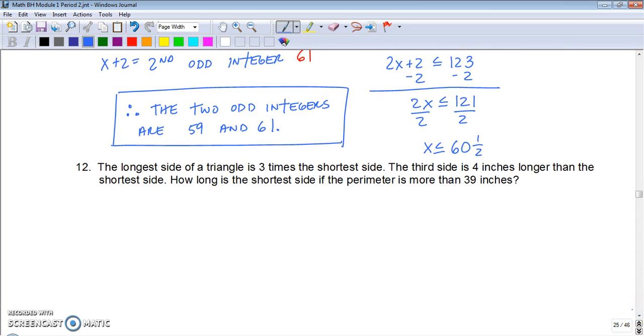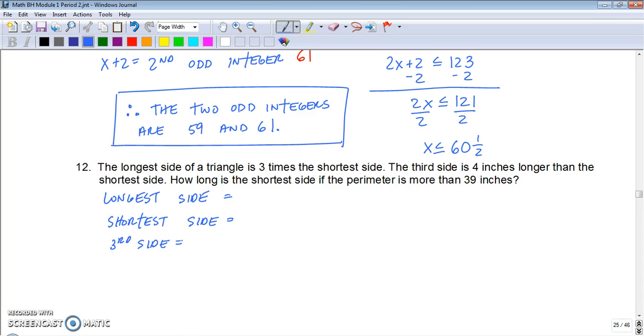Let's look at the last one. We might only do the setup on this one. The longest side of a triangle is 3 times the shortest. The third side is 4 inches longer than the shortest. How long is the shortest side if the perimeter is more than 39 inches? So I have a longest side, the shortest side, and I'm going to call it the third side because I don't necessarily know how it compares in length.